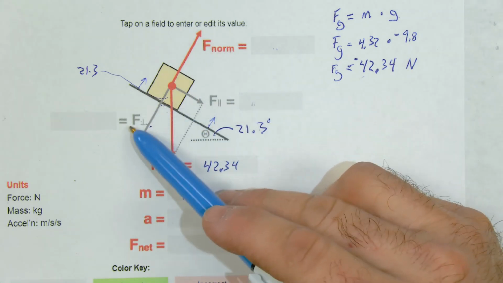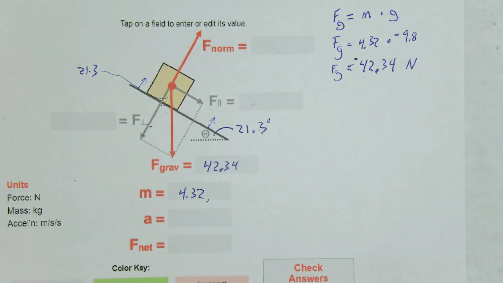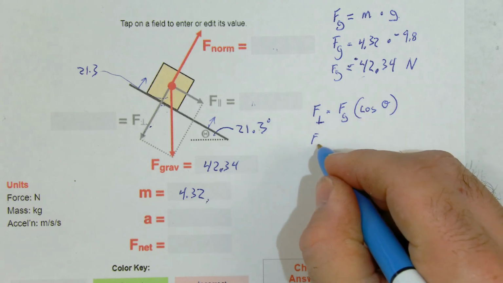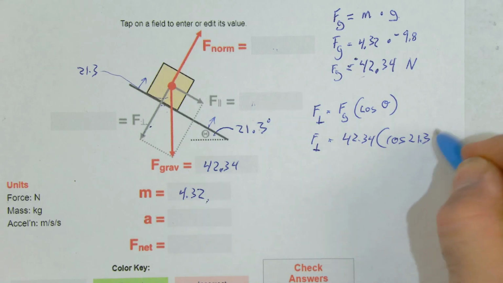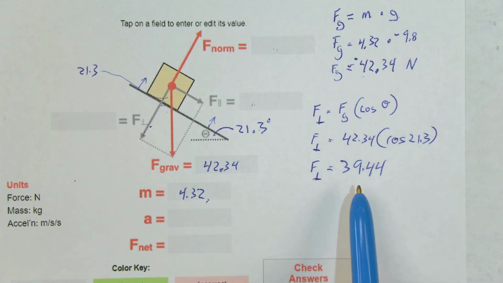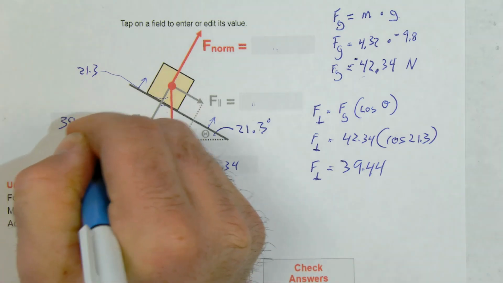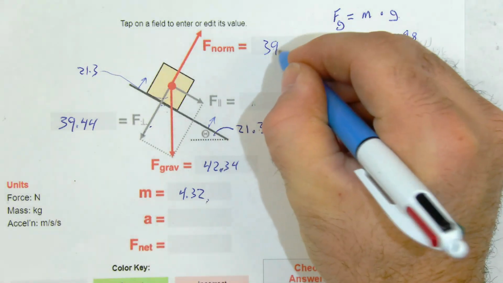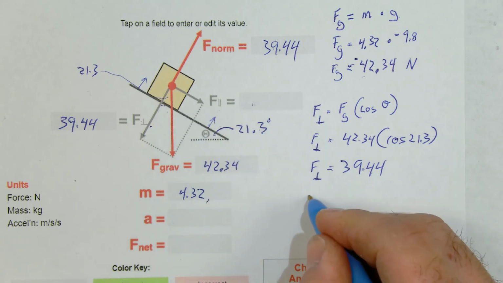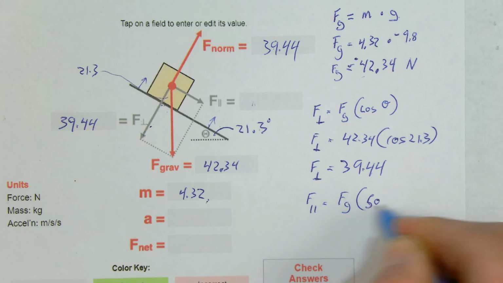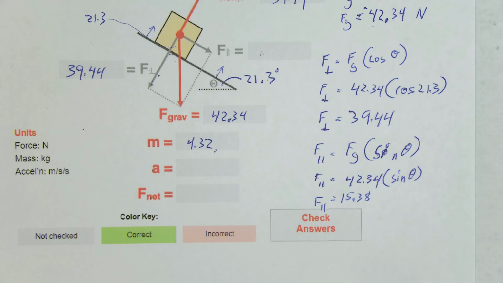So to find force normal, we really need to find the force perpendicular. We have our equation there. Force perpendicular is equal to force of gravity times the cosine, which means we are at 42.34 times the cosine of 21.3. When you run that number, you're going to get 39.44. So the force perpendicular is 39.44. Therefore, we also know that the force normal is 39.44. Now to solve the force parallel, we're going to do an identical thing, except we'll do sine of theta. If you run those numbers, sine of 21.3, I should have written 21.3 there, you'll find 15.38. 15.38 is your force parallel.